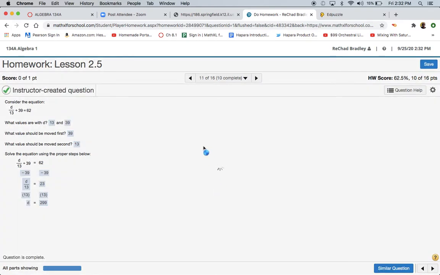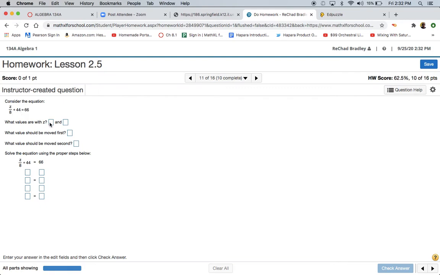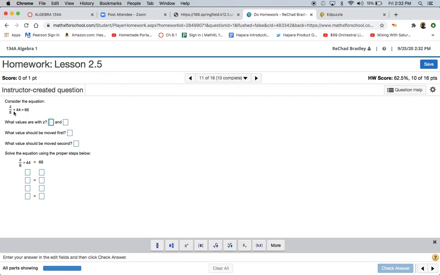Again, key thing is just making sure you've got the process down. Once you get the process down, everything else is easy. The values with Z are 8 and 44. The first value to move should be the weaker of the two, which is 44. The second value to move should be the stronger of the two, which is the 8.